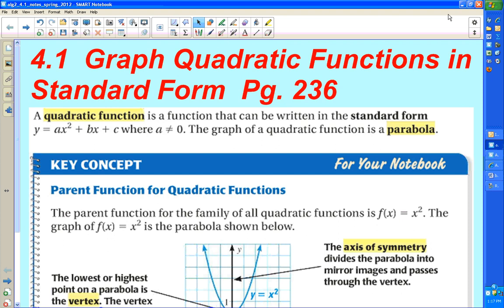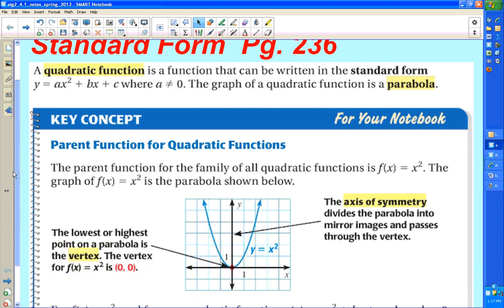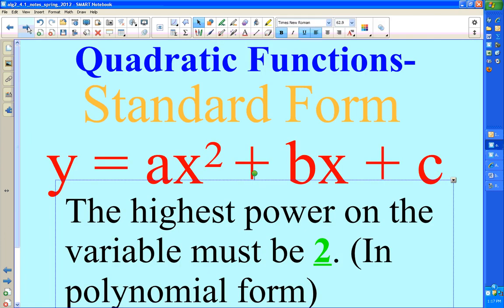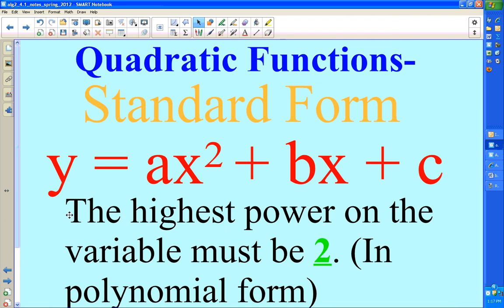So this is the book. Obviously, this is the book, starting off with the parent function of y equals x squared. We're going to go a little bit different. We'll go back to quadratic functions. There are 3 different forms that you need to be comfortable with. All right? 3 different forms.